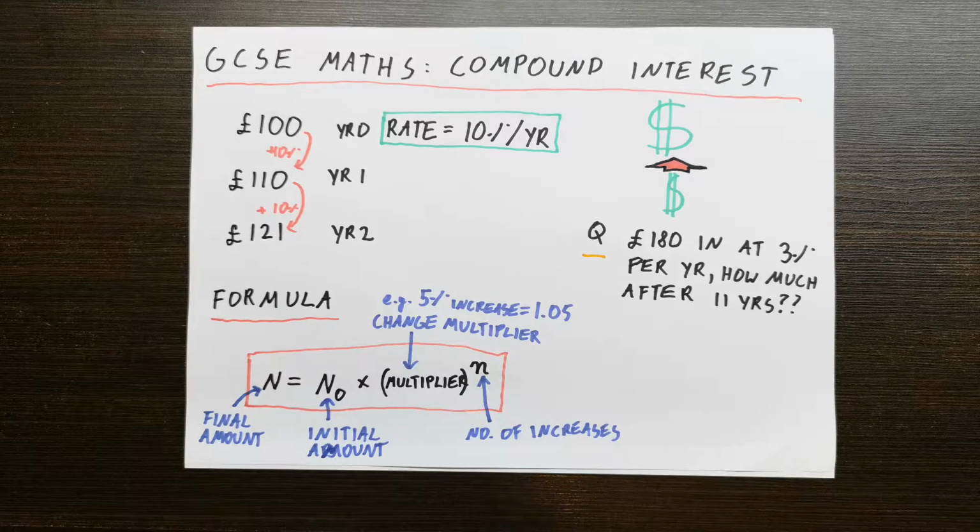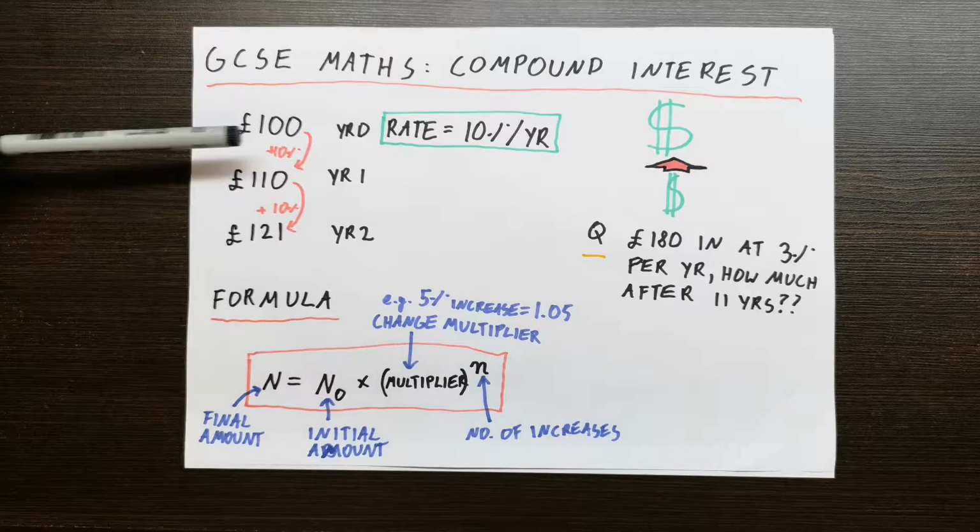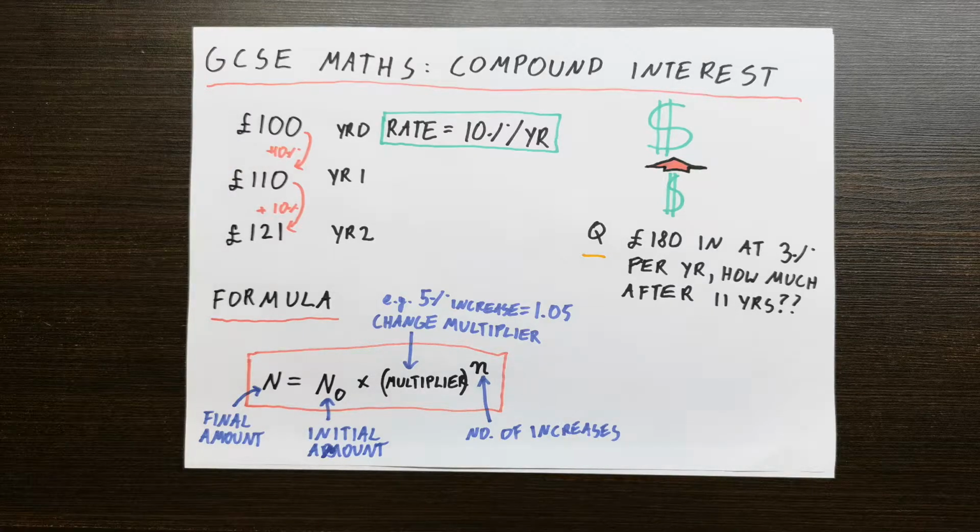So, what is the said magical formula? Well, here it is. N is equal to n0 times multiplier to the power of n. So what does this signify? Well, this N here signifies the final amount. What do we get at the end? So it would be that £121 here. The n0, on the other hand, signifies the initial amount, which is what we are starting with. So in this example, that will be £100.